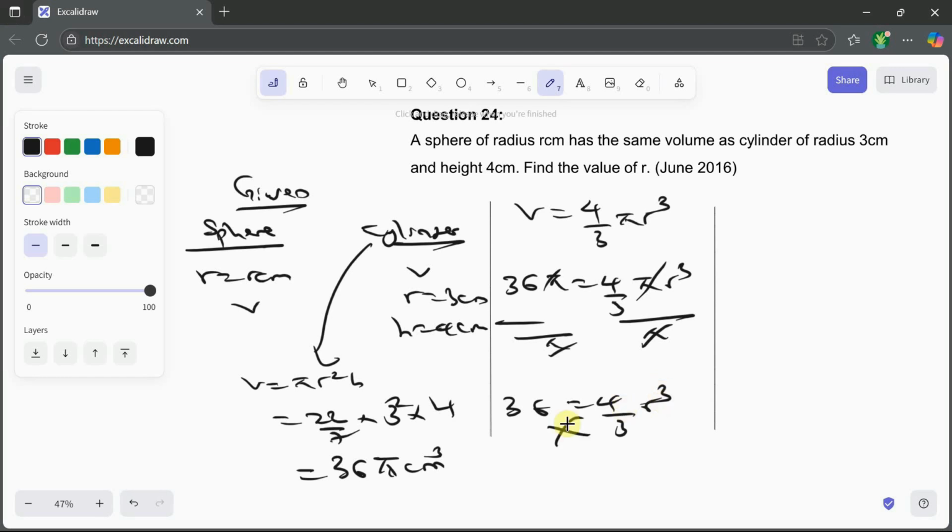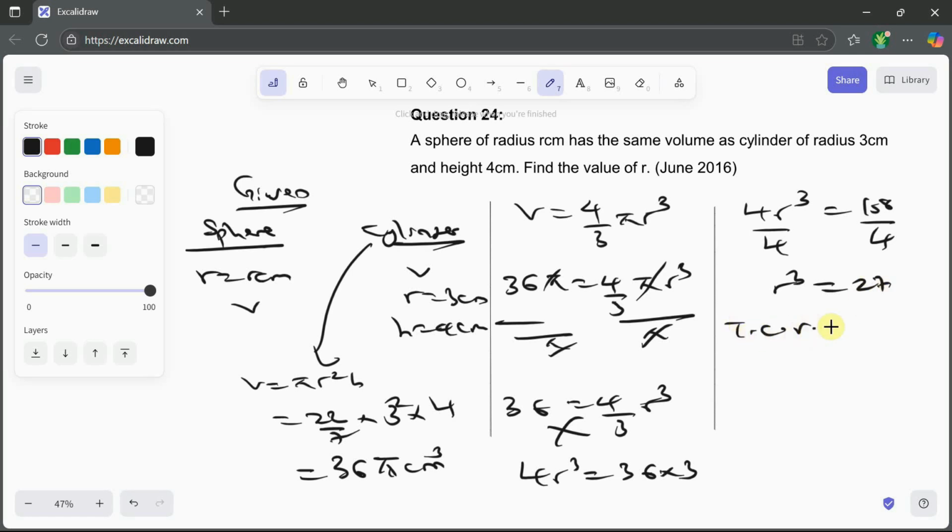And if I cross multiply, that will give you 4r cube is equal to 36 times 3. 36 times 3 will give you 108. And if I divide 108 by 4, that will give you 27. So if I divide both sides by 4, your r cube is equal to 27. And if I take the cube roots of both sides, that will be cube root of r cube is equal to cube root of 27. You can see that your r is just 3 centimeter.